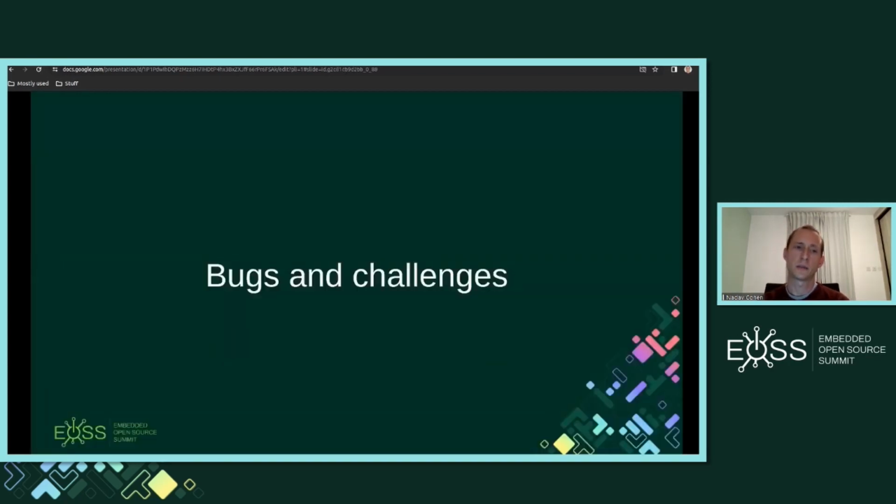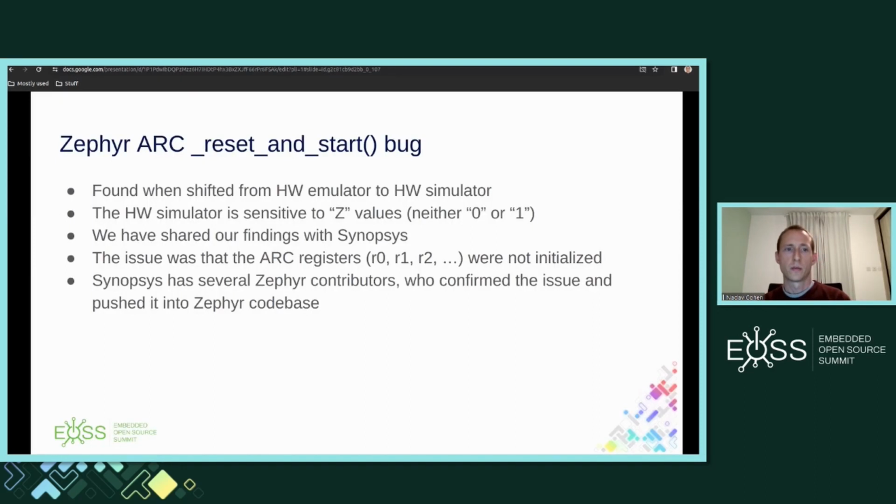Okay, let me detail some bugs and challenges that we had along the way. So, the Zephyr ARC reset and start bug. This bug was found when we moved from using the hardware emulator to the hardware simulator. Code that ran with no issues on the hardware emulator got stuck in very early reset stages on the hardware simulator.